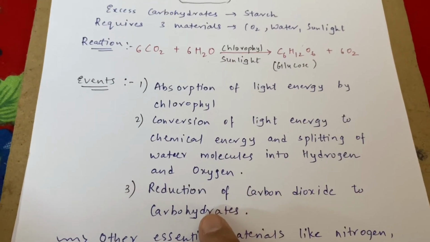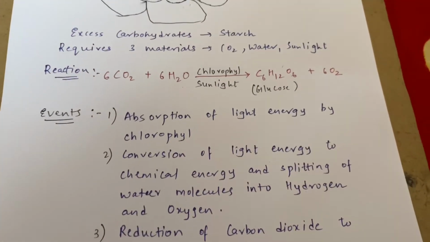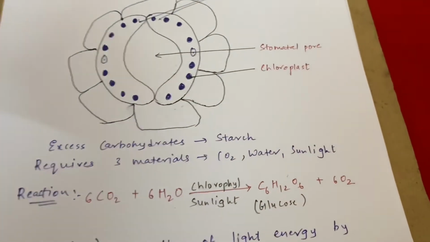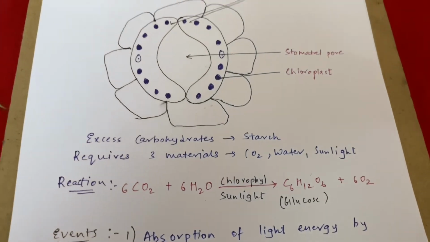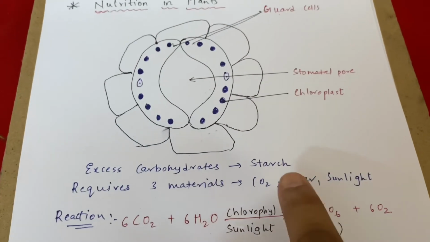Then these carbohydrates are sent to various parts of the plant and the excess carbohydrates are stored in the form of starch. This you need to remember. In human beings, this excess energy is stored in the form of glycogen. That you need to remember. The excess energy in human beings is stored in the form of glycogen, while in plants it is stored in the form of starch.